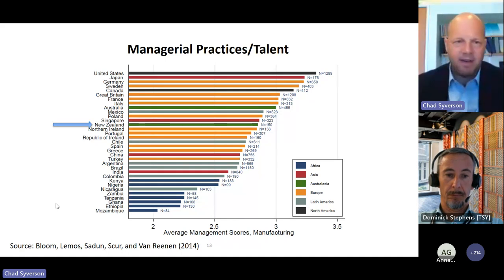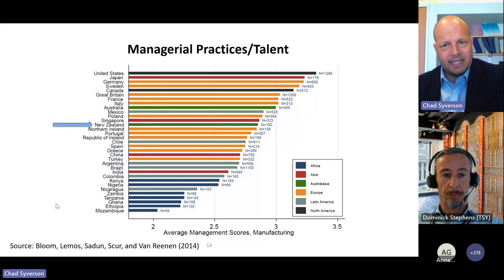You can see that the top five in terms of management practices are the US, Japan, Germany, Sweden, and Canada. And New Zealand ends up more towards the middle of the pack. I should have counted before, but it looks like it's maybe number 12 or 13, somewhere between Singapore and Northern Ireland, which was separately tabulated from Britain. So that gives you a sense of your neighbors in terms of management practice. There's quite a bit of gap between New Zealand and, say, the top five.